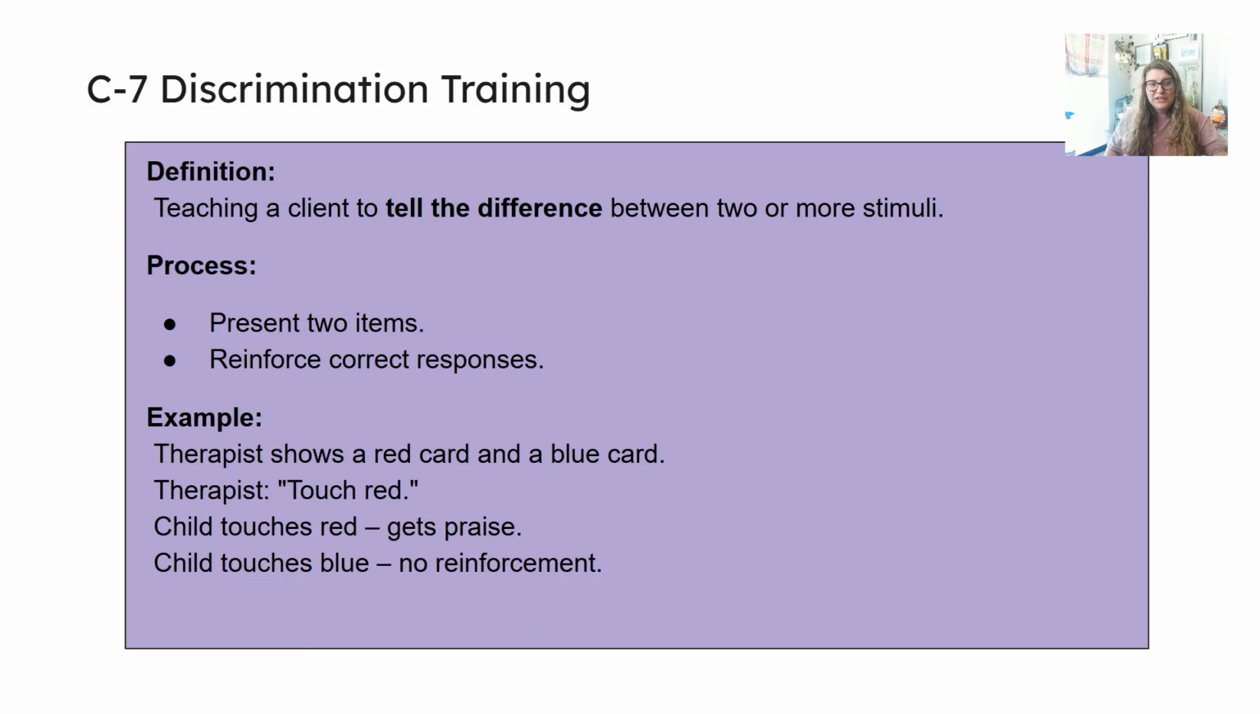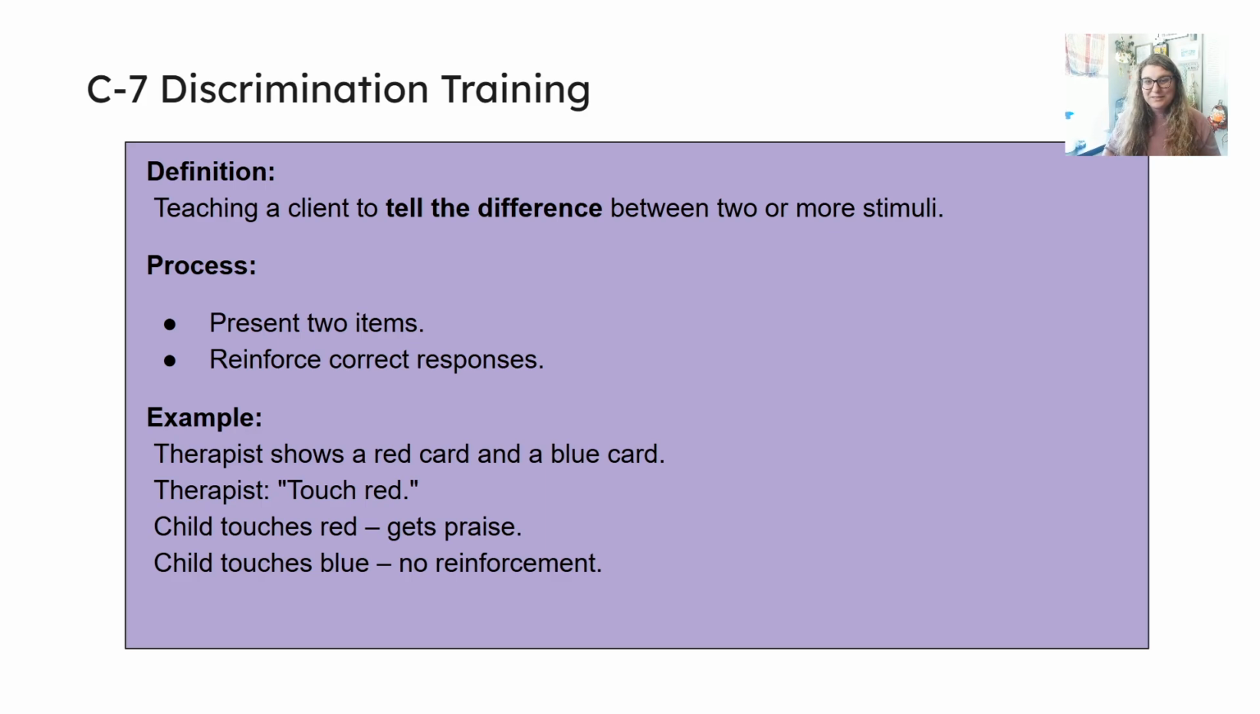And then we had discrimination training. So teaching a client to tell the difference between two or more stimuli. So you present two items and reinforce the correct response. For example, I have two items, a white clip and a green clip. And I'm like, okay, pick the green clip. And then they pick the green. Good job, you picked the green clip. They're able to discriminate that this is green and this is white, right? And then, of course, if they didn't pick the green, they picked the white, it would just be error correcting until they got the right answer. So that is discrimination training, being able to discriminate between two different stimuli.